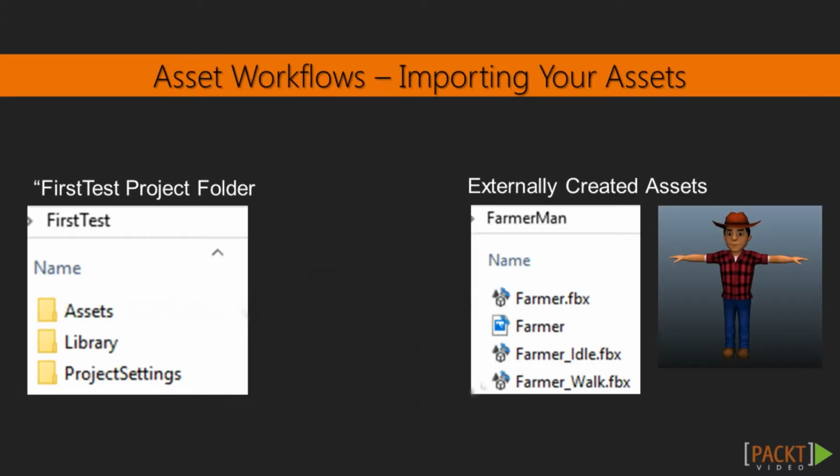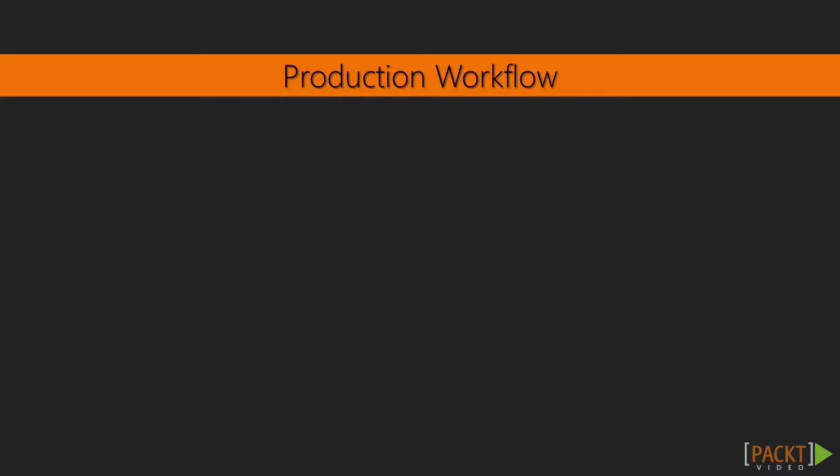Externally created assets can be brought into your game project with relative ease. In most cases, it is just a matter of dragging the asset file into the Unity interface or populating it in an asset folder. Let's look at one more workflow.